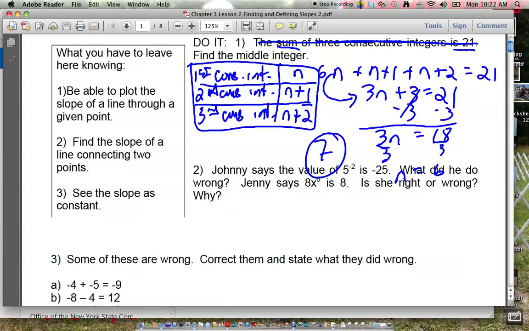Okay, next. Johnny says the value of 5 to the negative 2 is negative 25. What did he do wrong? Jenny says 8x to the 0 is 8. Is she right or wrong? All right, so what did Johnny do wrong?